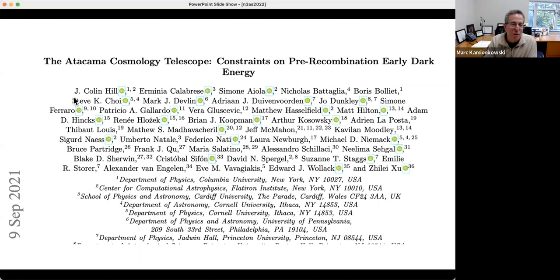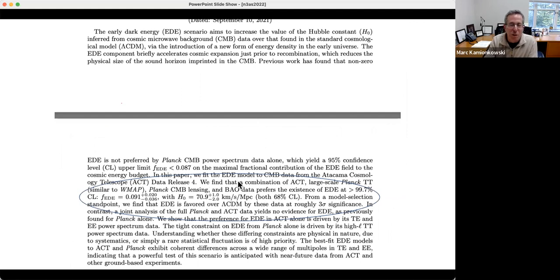And in fact, Colin Hill had written an earlier paper where he thought that early dark energy was not consistent with galaxy surveys. But in this paper, the result is that their analysis favors early dark energy with a higher Hubble constant over lambda CDM at greater than the 99.7% confidence level.